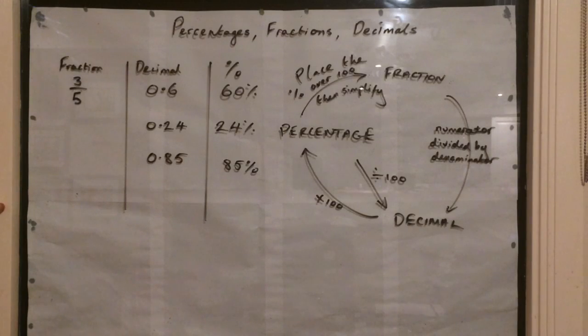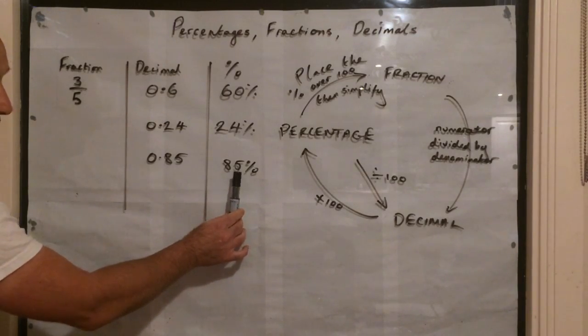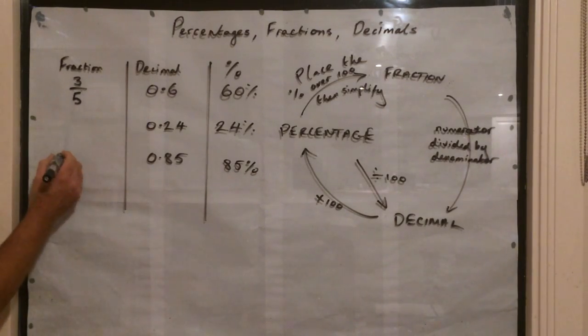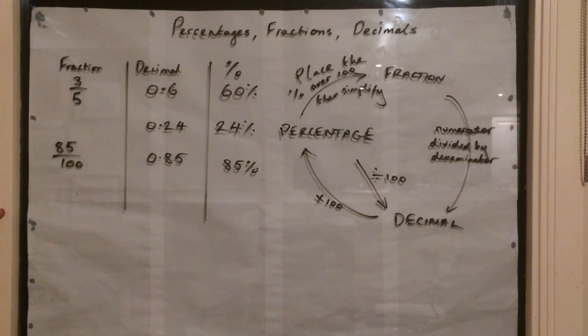0.85. Fantastic. Now, how do we change a percentage to a fraction? So what we do is it's 85%, so we write 85 over 100. And now we say, but can we simplify that fraction? Yes, we can. It's really easy.